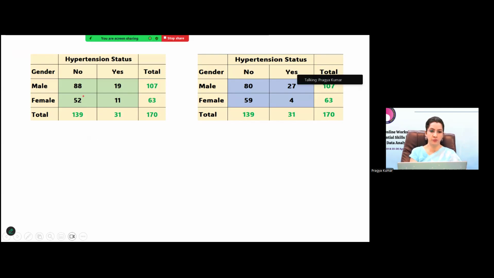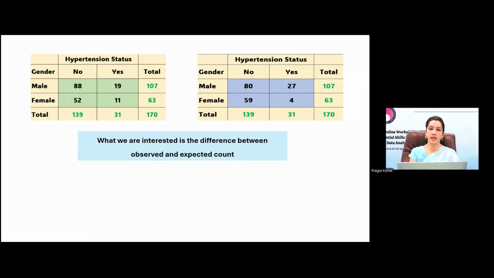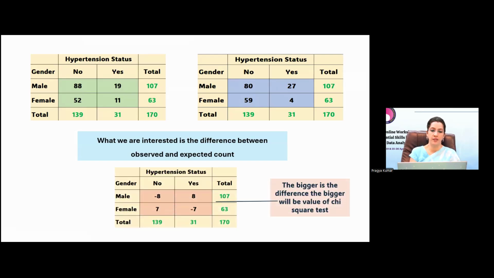If you see these two counts, this 88 is the expected, while this 80 is the observed. Again, this 52 is expected, this 59 is observed. Again, this 19 is expected, this 27 is observed. The higher the difference between observed and expected, the larger your chi-square value will be. So we are interested in understanding the difference between the observed and expected count. How do we calculate it? We take observed minus expected. Observed is 80 and expected is 88, that's why it is -8.